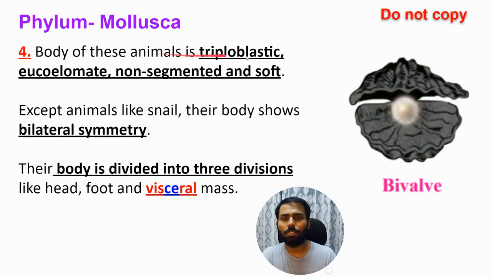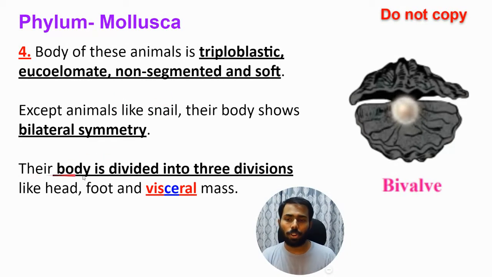Next, body of these animals is triploblastic, यानी तीनों layers present हैं. Eucoelomate यानी there will be some body cavity in between, and they are non-segmented. Non-segmented यानी अलग-अलग छोटे-छोटे parts नहीं दिखेंगे, and it is soft. Except animals like snail, their body show bilateral symmetry. Bilateral symmetry यानी बीच में से कट कर दो तो left and right side will look mirror images of each other. But सब में नहीं होगा. कुछ-कुछ animals snail जैसे उनमें bilateral symmetry नहीं होगी.